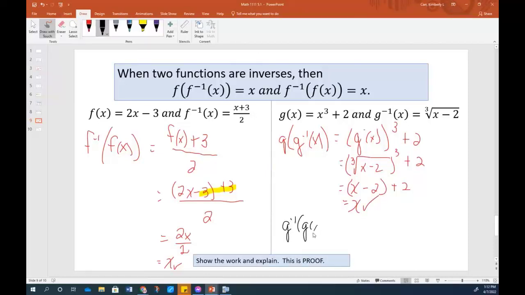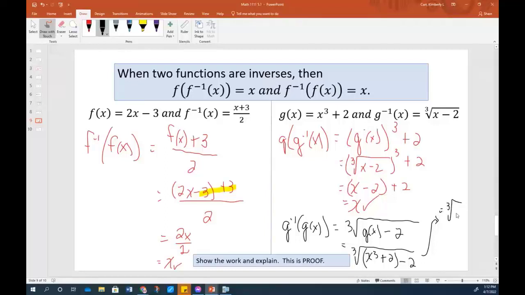G inverse of g of x would be the cubed root of g of x minus 2, which will be the cubed root of x cubed plus 2 minus 2, which will be the cubed root of x cubed, which equals x. What you put into one, you get out of the other one.